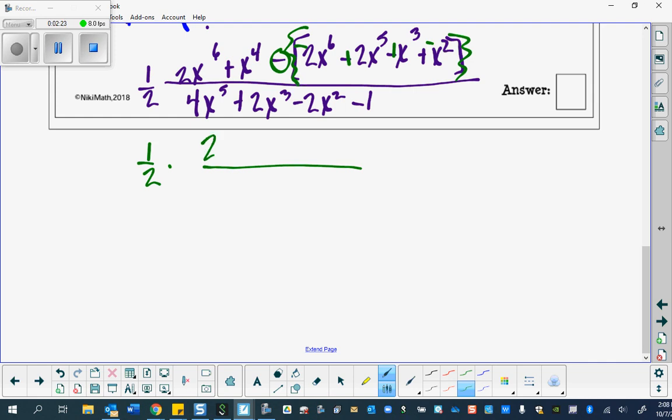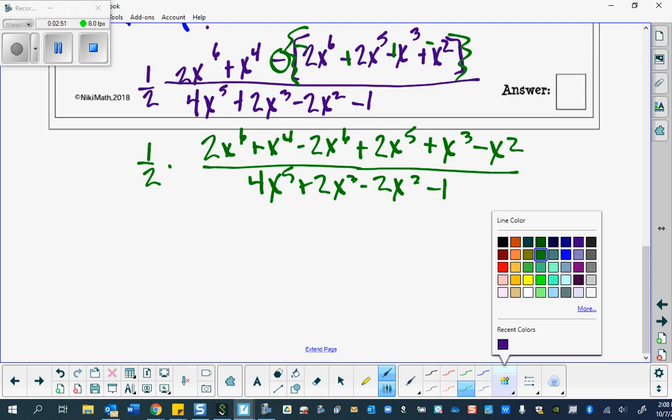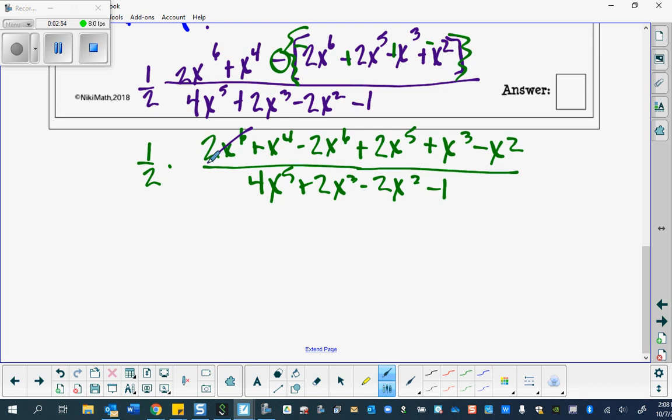So that's going to give me 2x to the 6th plus x to the 4th minus 2x to the 6th. Oh, hello. Goodbye, leading coefficient. Plus 2x to the 5th plus x to the 3rd minus x squared. And that's going to be all over 4x to the 5th plus 2x to the 3rd minus 2x squared minus 1. Hey, here's a crazy thing that just happened. I thought this was an x to the 6th problem, but it's not.